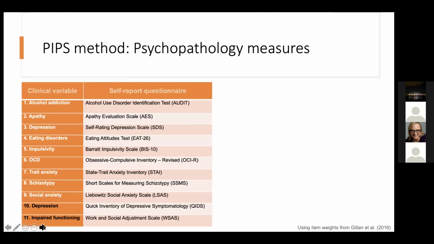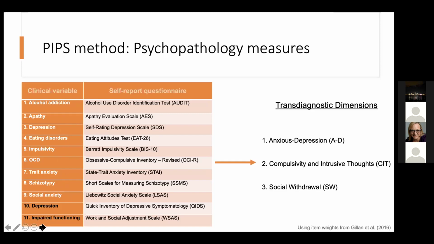At baseline and 4-week follow-up, we got all of our participants to complete a battery of self-report questionnaires that measured alcohol addiction, apathy, depression, eating disordered symptomatology, impulsivity, OCD, trait anxiety, schizotypy, and social anxiety. We used these scales to derive scores relating to the transdiagnostic dimensions, which I mentioned earlier, relating to anxious depression, compulsive behavior and intrusive thought, and social withdrawal. We also measured depression using the QIDS and impaired functioning using the Work and Social Adjustment Scale.